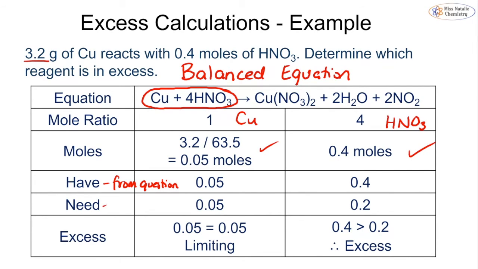The need would be if all of your copper or your nitric acid reacts. Now, it doesn't matter which way you do this, you're always going to get the same answer. So in this case, we're going to say that we're reacting all of the copper. So if I wanted to react 0.05 moles of copper, I would need 4 times that, because my mole ratio is 1-to-4. So I would need 0.2 moles of nitric acid. Now, because I only need 0.2 and I have 0.4, that means that my nitric acid is in excess, whereas my copper is limiting.